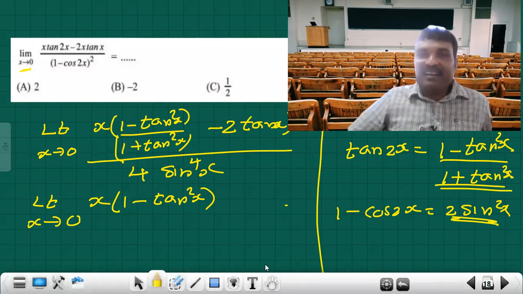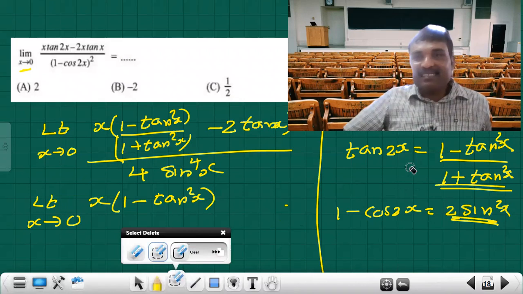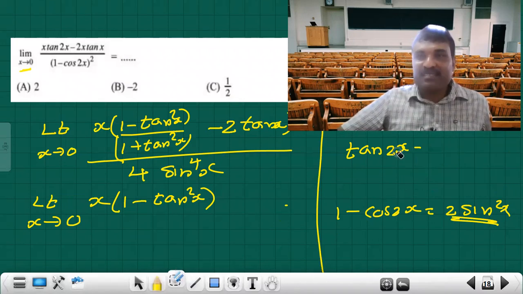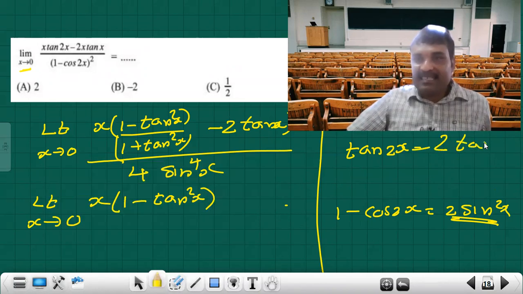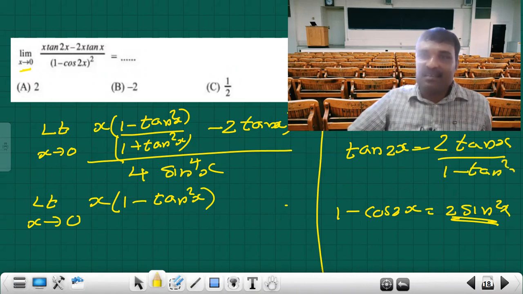No. Again, I did a mistake. First tan 2x, this is for cos 2x, right? Tan 2x is 2 tan x divided by 1 minus tan square x, right?